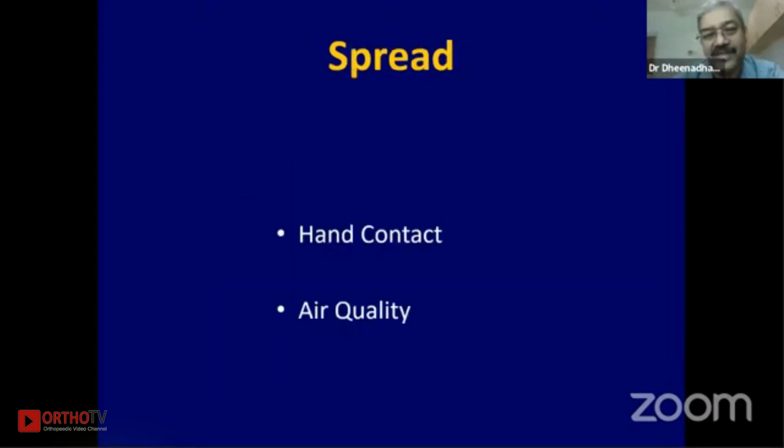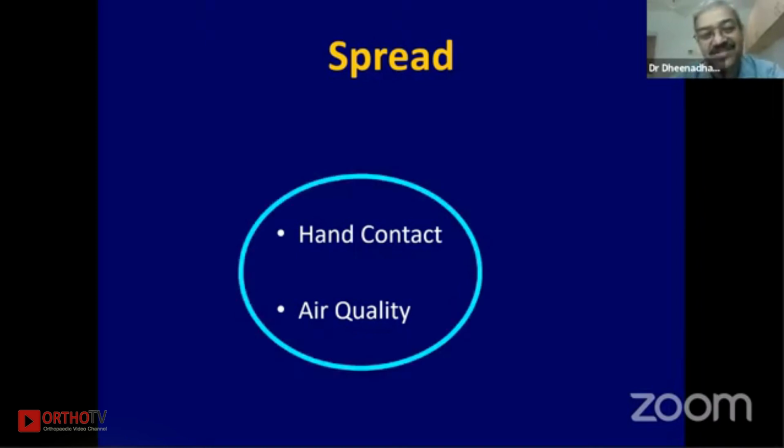And we also know that the spread is by hand contact and the air quality. The air quality has already been spoken about by Professor Vikas Agashi, and Rajiv Rai Chowdhury also has covered it. So let us not do it. And the hand contact is something I was thinking no one will speak on, and I have some amount to talk about it in my lecture. So this is what is important.